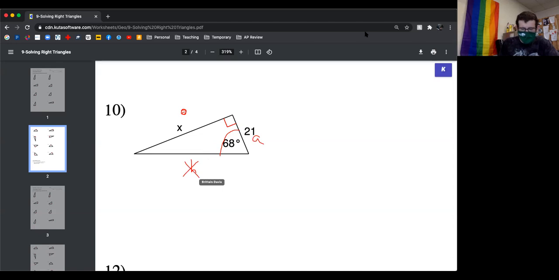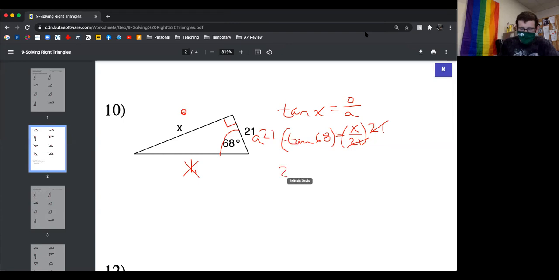And because I'm not using the hypotenuse at all, the only trig ratio that uses opposite and adjacent is tangent. So that's what I decided on. It's going to be the opposite over the adjacent. The tangent of my reference angle, 68, equals the opposite, which is unknown, over the adjacent, which is 21. Okay, so now I can multiply both sides by whatever's in the denominator, which is 21. So when I multiply both sides by 21, I get 21 times the tangent of 68 equals x.